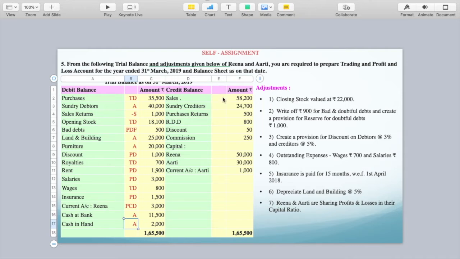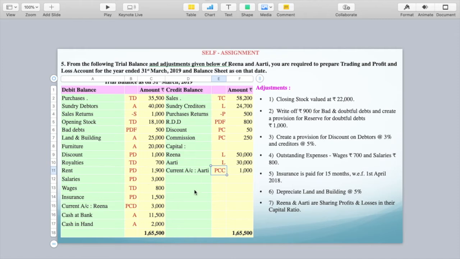On the credit side, first thing given is sales. So sales will go to TC, trading account credit side, sundry creditors liabilities, purchase return less from purchases. So put one tick mark on purchase. Then RDD, so this is old RDD, so PD formula. Then discount, credit में दिया है तो profit and loss account credit side, commission profit and loss account credit side because it's an income. Then capital, so it's a fixed capital method, so capital will directly go to liabilities. Current account of Aarti is a credit balance, it is given on the credit side, so by balance brought down, so PCC, partner's current account credit side.